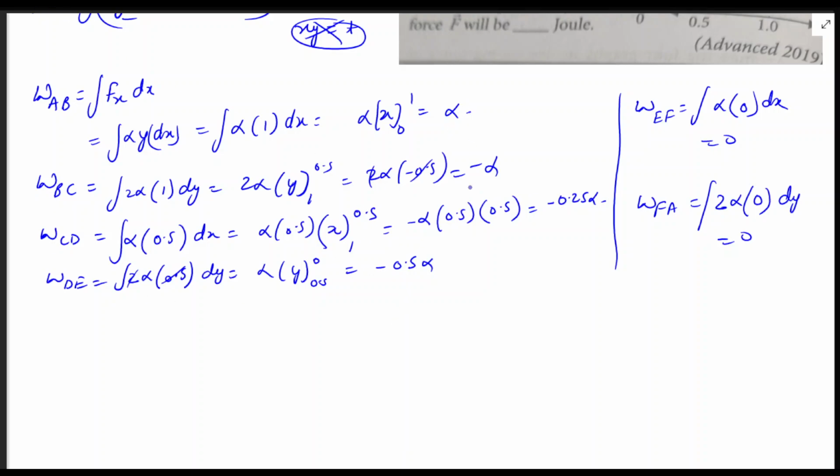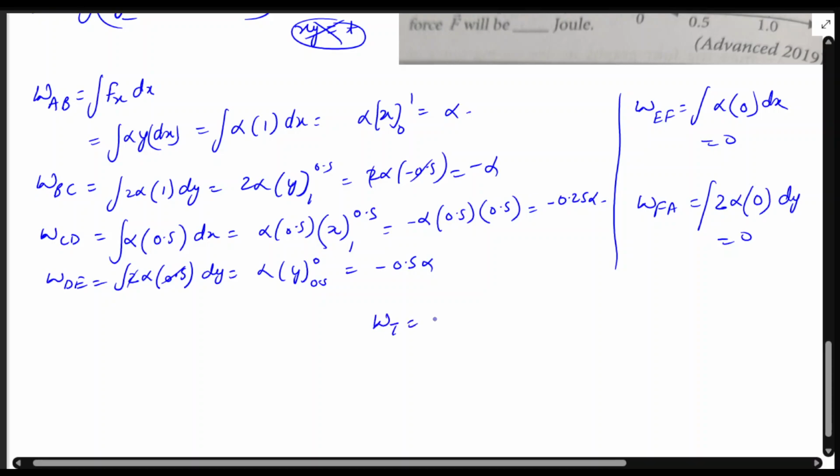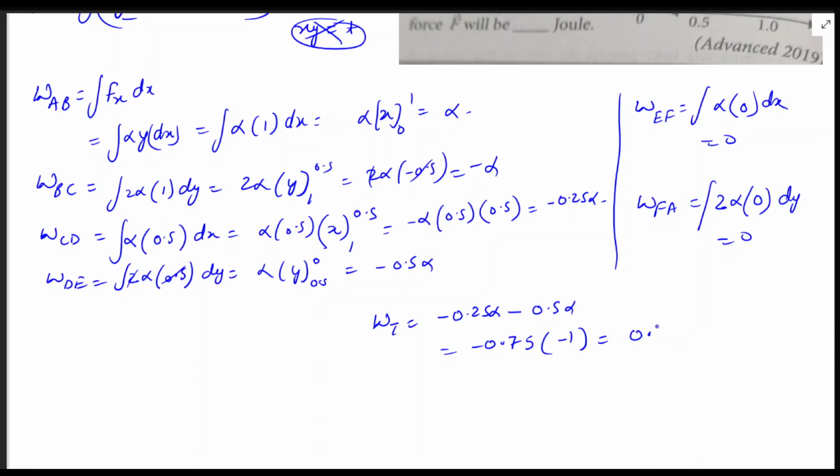So total work done is simply the sum of all. This will get cancelled, so we're left with minus 0.25 alpha minus 0.5 alpha. So it will be minus 0.75, and alpha was minus 1. So we will get 0.75 joule, right?